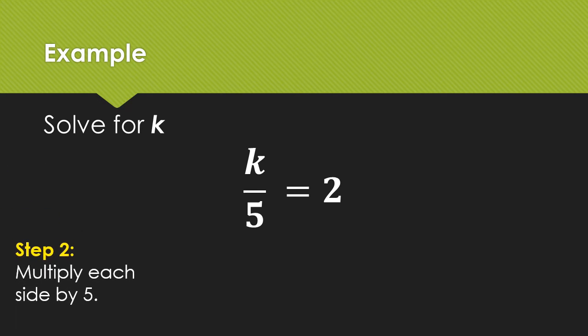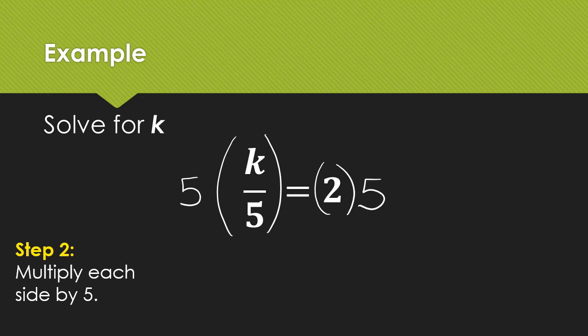And that is, we are going to multiply each side of our equation by 5. So let's go ahead and do that. Our goal is to get k by itself, so we can see what k equals. We multiply both sides by 5. So that means that k is now equal to 10.